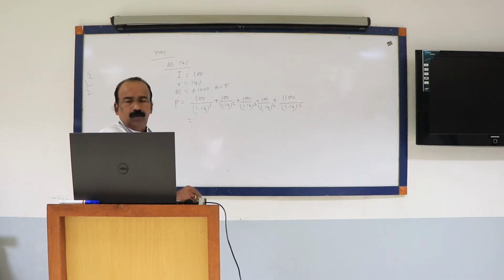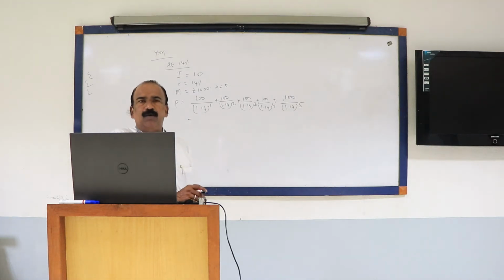So what's the first one? 100 divided by 1.14 power 1. How do you get 1.14? 1 plus R, 14% divided by 100, that is 0.14. So 1 plus 0.14 is 1.14. And how do you come to 14%? Because you assumed R as 14%.